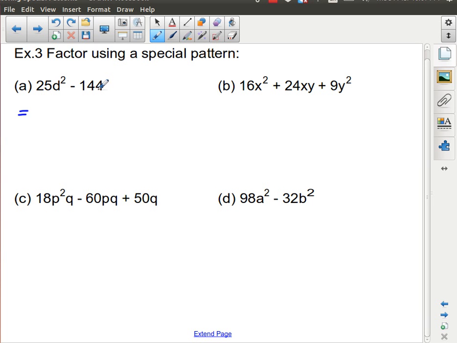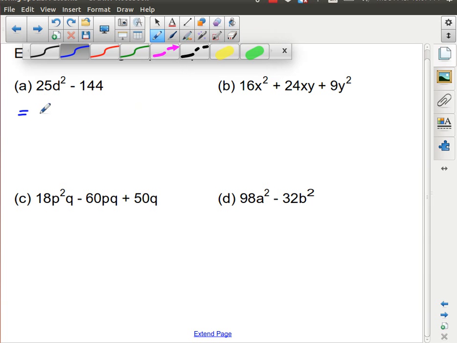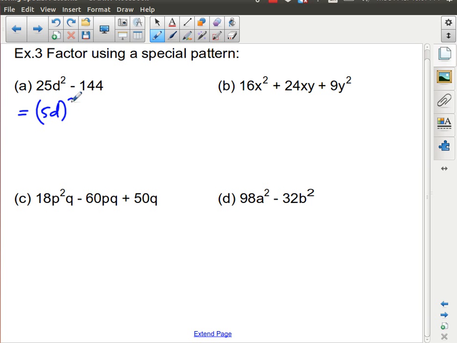This looks like a difference of squares, and so 25d squared comes from a 5d, and 144 comes from a 12. So I'm going to say 5d plus 12, 5d minus 12. Okay, if you wanted to do an extra step in that one, we could have actually said that's 5d all squared minus 12 all squared. So then it's this first one plus the second one, the first one minus the second one.